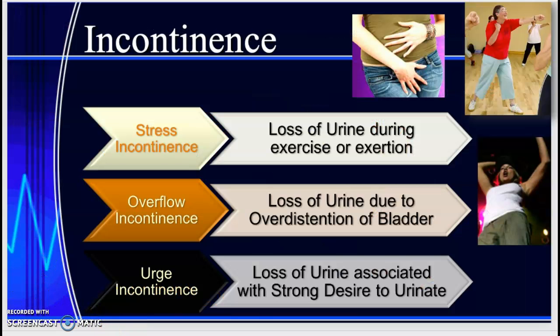Now, I would like for you to be familiar with the different types of incontinence. The first one that I'll mention here is stress incontinence, and that's where a person is exercising or exerting themselves somehow physically, and they lose control of their urine. The second one is overflow incontinence, and this is where when the bladder gets too full or overdistended, they lose control and they will wet themselves.